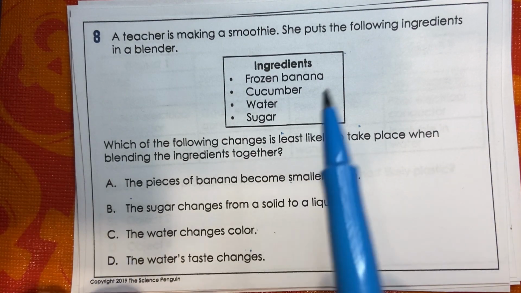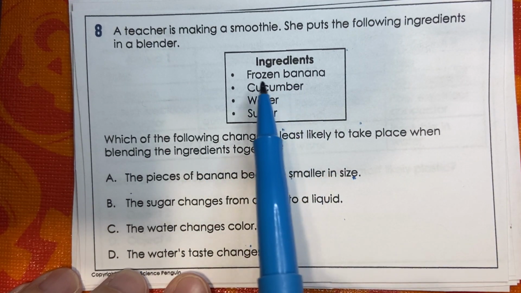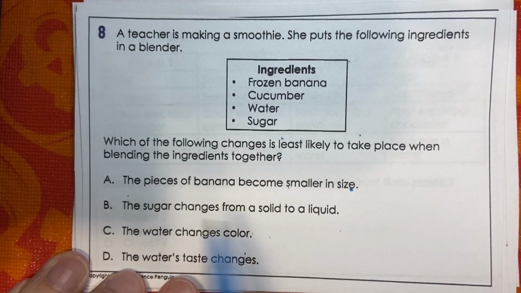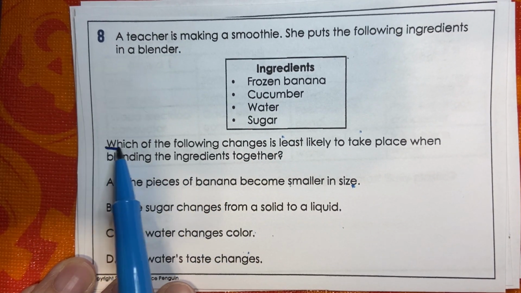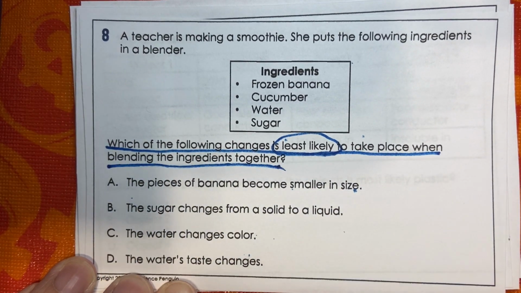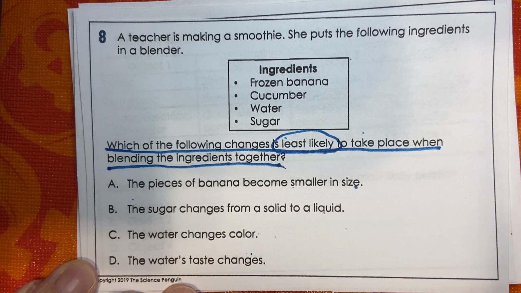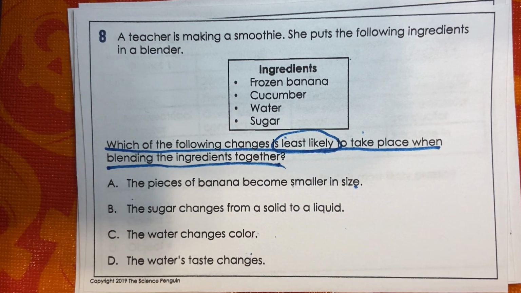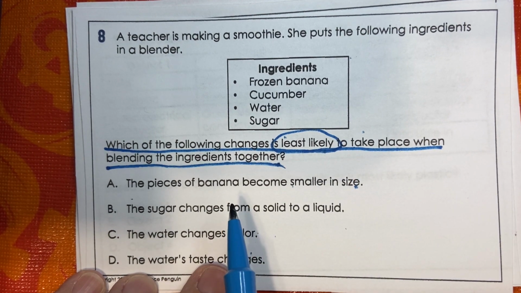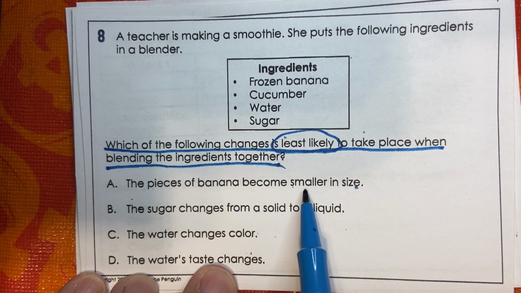Number 8, a teacher is making a smoothie. She puts the following ingredients into a blender. We got a frozen banana, a cucumber, a water, and some sugar. All right, which of the following changes is least likely to take place when blending these ingredients together? So I want the thing that's not going to happen. This is actually a very tricky question. I remember this question from years past, right? So if I stick a banana in a blender, most of us know what a blender is, right? You push the button, it chops things up. Then the banana is going to become smaller in size.